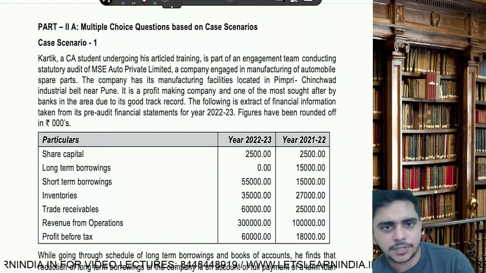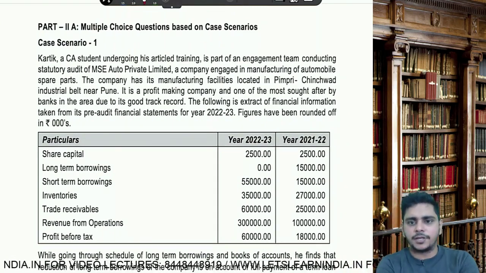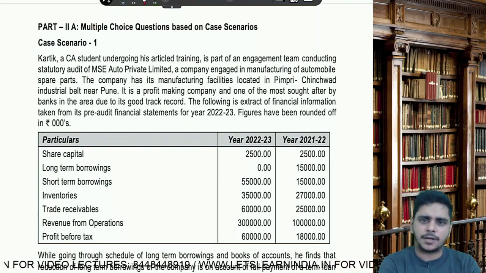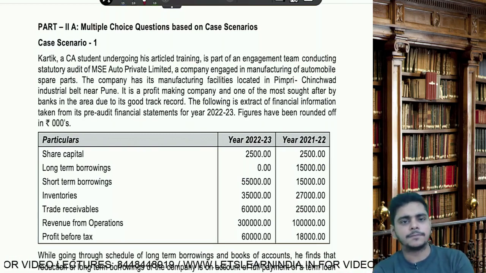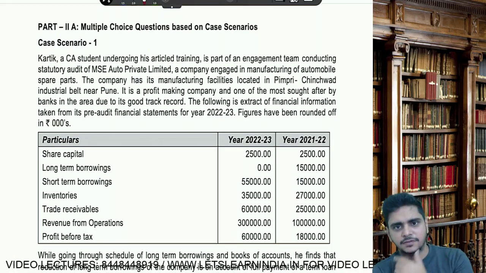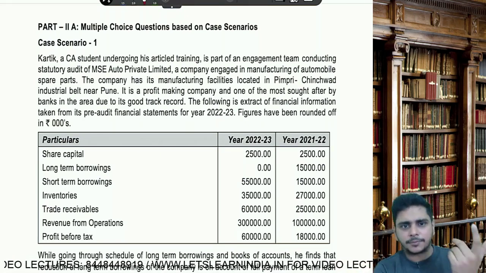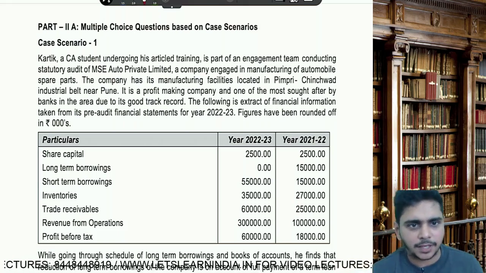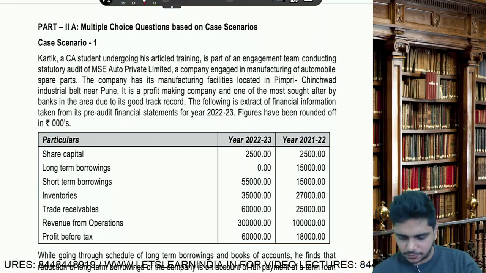Karthik, a CA student, is undergoing his article training as a part of the engagement team conducting statutory audit of MSC Auto Private Limited, a company engaged in manufacturing of automobile spare parts. The company has its manufacturing facility located in Pimpri Chinchwad industrial belt near Pune. It is a profit-making one and one of the most sought after by banks in the area due to its good track record.